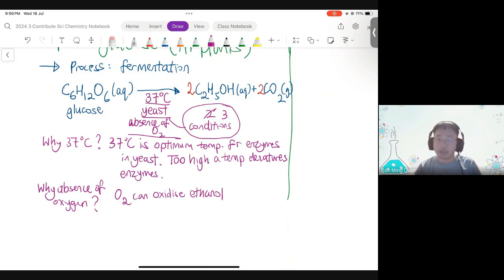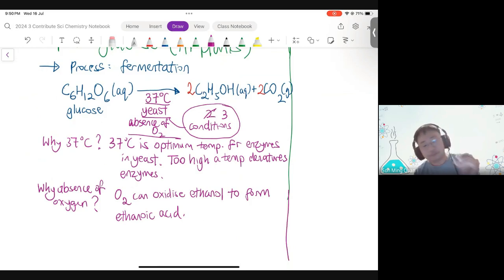Alcohols can be oxidized simply by the oxygen in the air. And when it's oxidized, it forms the carboxylic acid. So ethanol forms ethanoic acid. That's not what you want. You want ethanol. You do not want ethanoic acid, so it's very important to make sure there's no air. So you have to find various ways of stoppering, of sealing the setup so that it's airtight, so that there's no oxygen present.